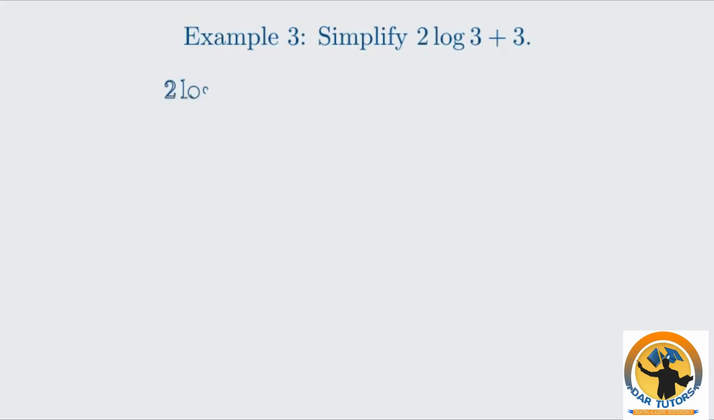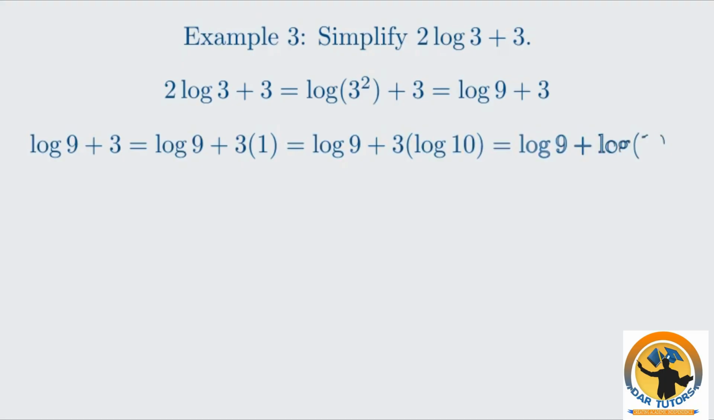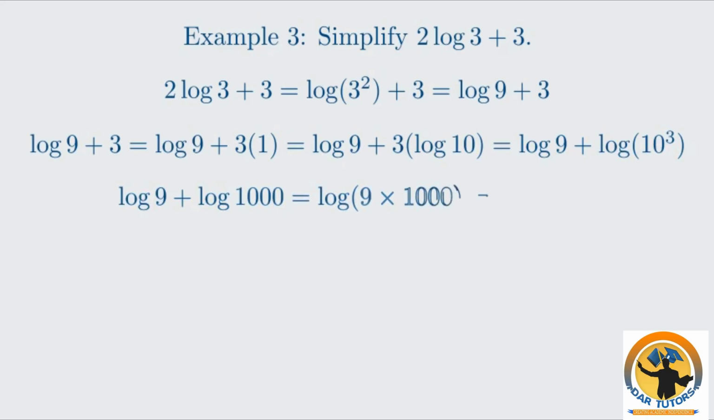Let's look at one more example that involves a constant. Simplify 2 times log of 3 plus 3. First, apply the power law to the first term. 2 log 3 becomes log of 3 squared, which is log of 9. Now, we need to express the constant 3 as a logarithm in base 10. We know that 3 is the same as 3 times 1, and 1 is log base 10 of 10. So 3 is 3 times log of 10, which by the power law is log of 10 cubed, or log of 1,000. Now we have the sum of two logarithms. Using the product law, we multiply their arguments. 9 times 1,000 is 9,000.